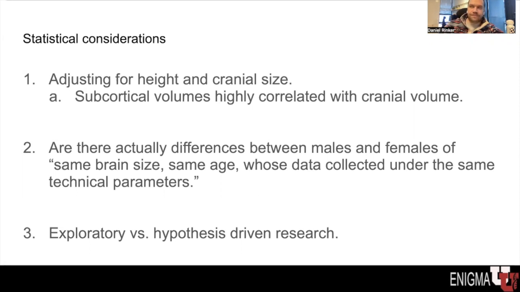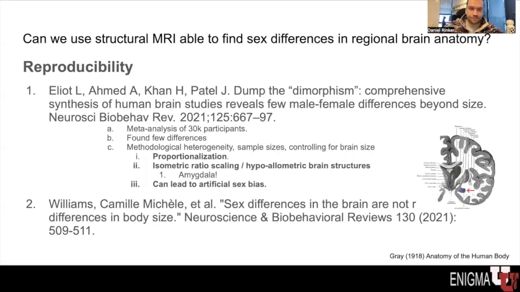And we want to know, are there actually differences between males and females of the same brain size, same age, and whose data was collected under the same technical parameters? Is that even possible? And you have to think about exploratory versus hypothesis-driven research as well. And a final comment on reproducibility.